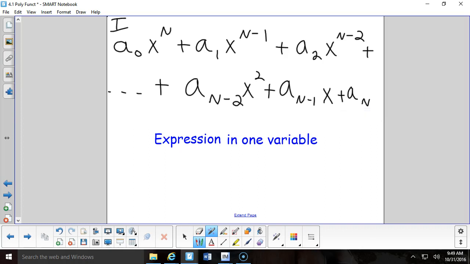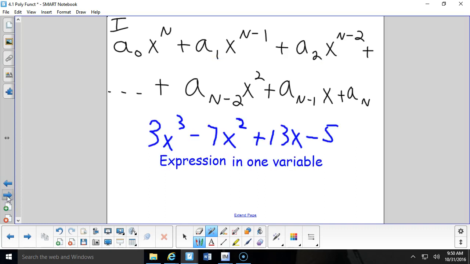This is what's referred to as an expression in one variable, meaning there's only really one variable in that. Now you're looking at this and saying, well, that's a variable, but those represent some number as opposed to the variable x. And so a sub 0, a sub 1, a sub 2, those are simply different values for some number in there. So in this problem, it might be something like 3x to the third minus 7x squared plus 13x minus 5. That's a polynomial. We know what polynomials look like. We've been doing stuff with polynomials for a long, long time.